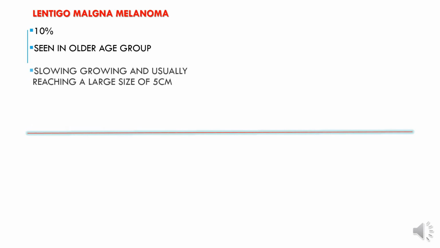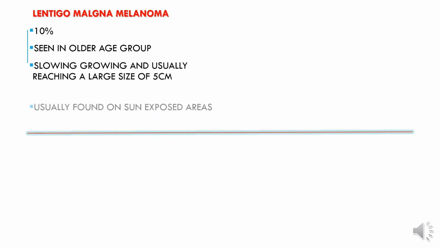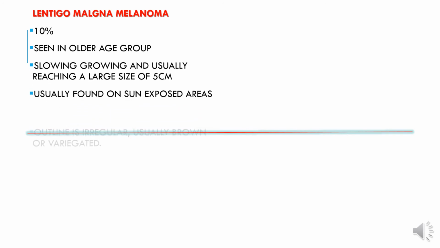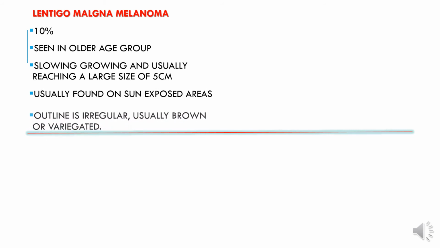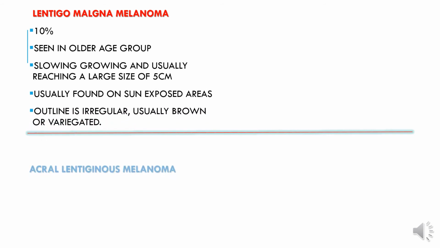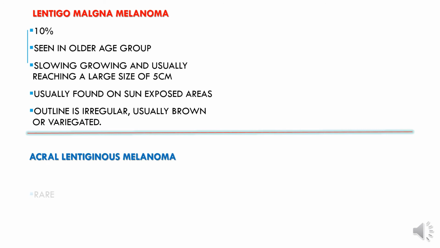Lentigo maligna melanoma. This is another type of melanoma, accounting for 10% of all melanomas seen in the older age group. It's slow growing and usually reaches a size of about 5 centimeters and usually found on sun exposed areas. Outline is irregular, usually brown or variegated. This type is usually found on apparently normal skin.